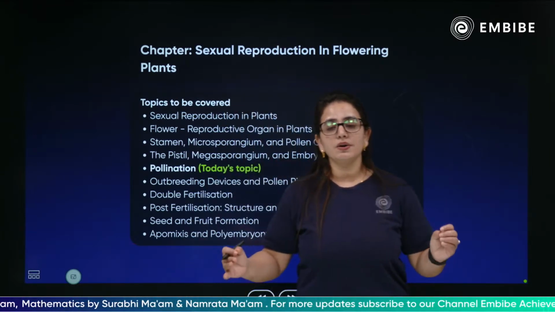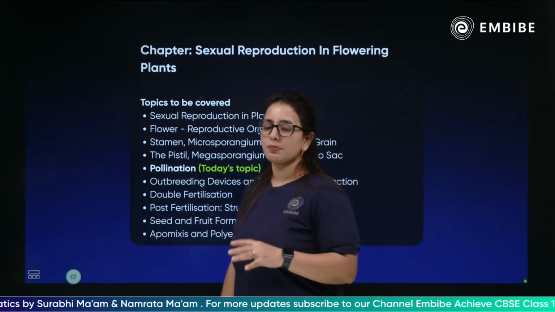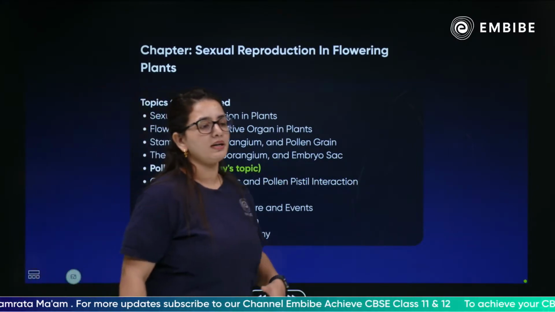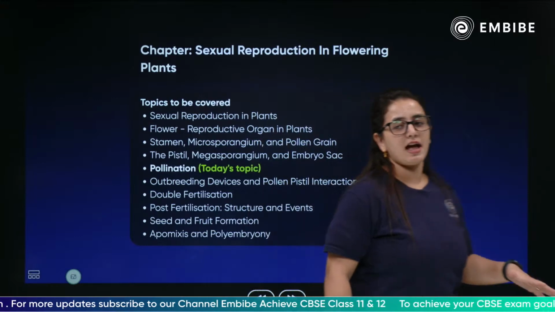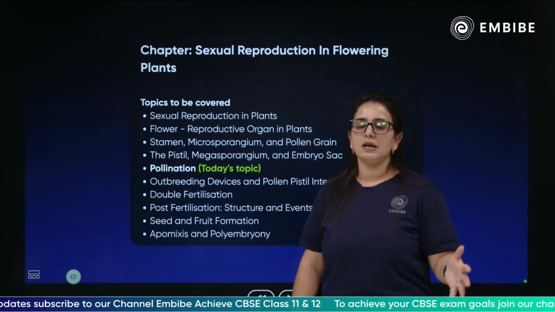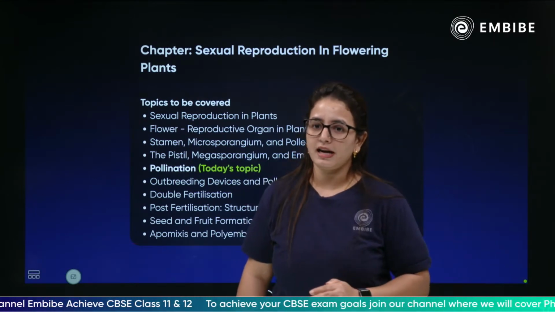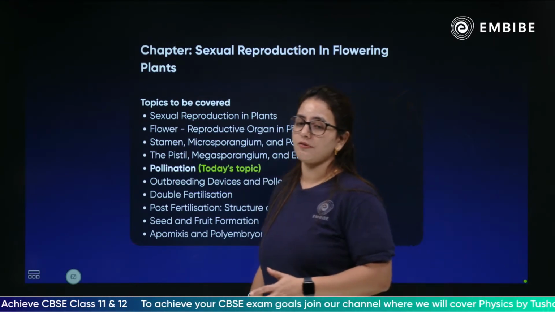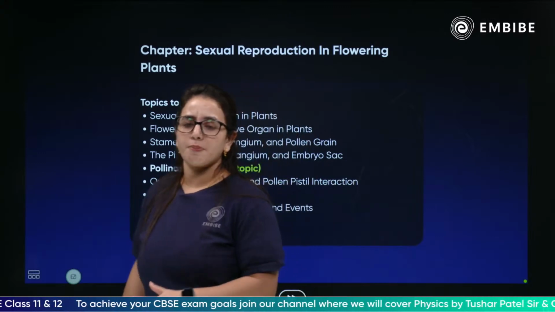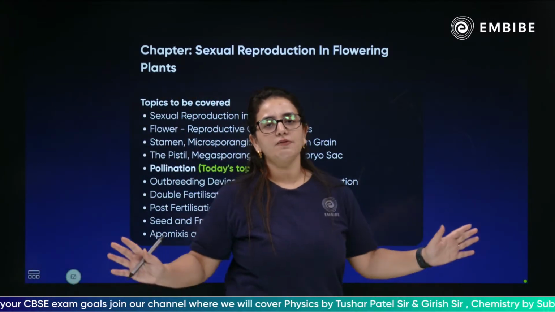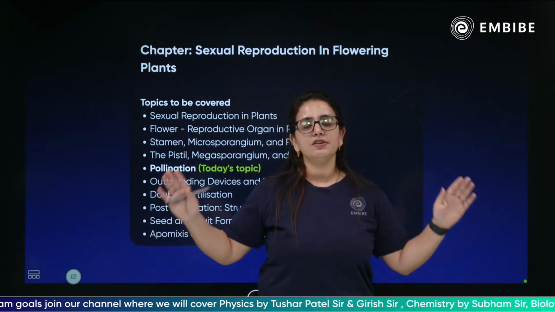Today we're going to discuss pollination, and after pollination has been completed, we're going to discuss outbreeding devices, then pollen-pistil interaction, then the most important feature of the angiospermic family, which is double fertilization, then post-fertilization events, seed and fruit formation, apomixis, and polyembryony. Everything will be discussed in the respective sessions.